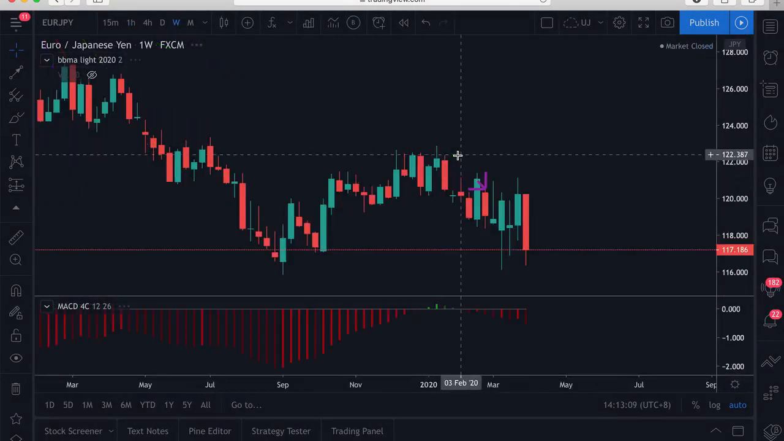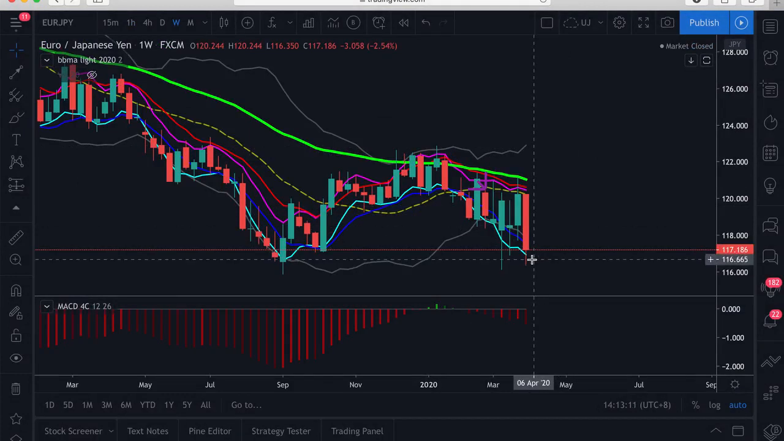For Euro JPY on a weekly time frame is a re-entry buy. Okay, very clear re-entry buy, and this is actually extreme buy magic because both EMAs are outside the Bollinger Band. Okay, so very strong buy.